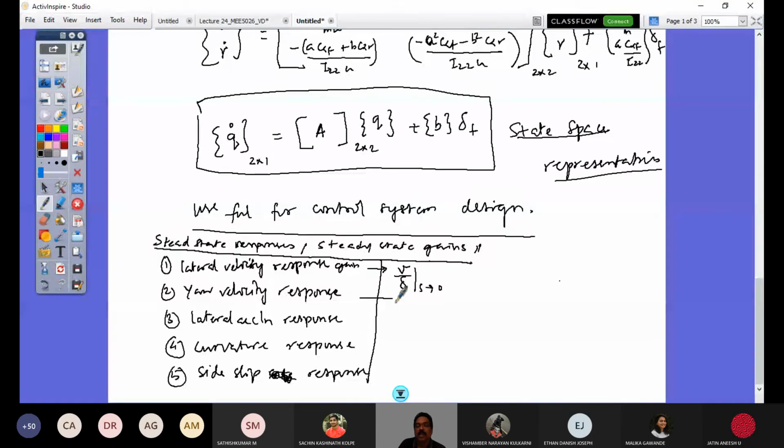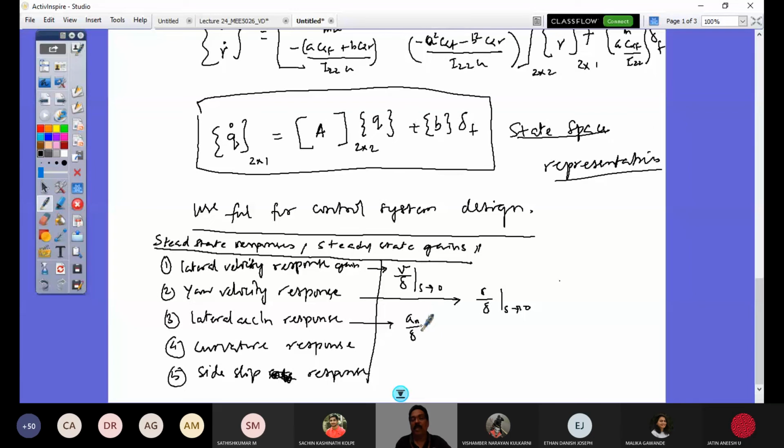and the lateral acceleration response is V dot by delta. So how do we write that? You have to substitute. So we have V dot. A is V dot plus Ru, so this is A by delta. A is the centripetal acceleration. So A by delta would actually be V dot plus Ru by delta.